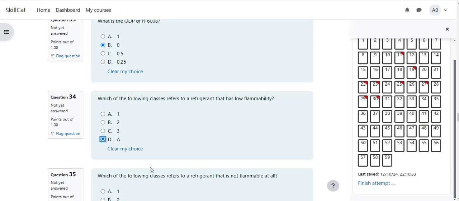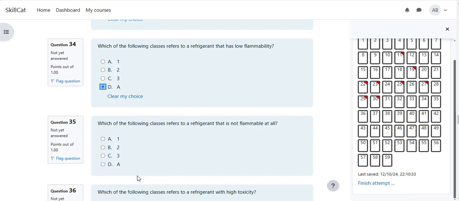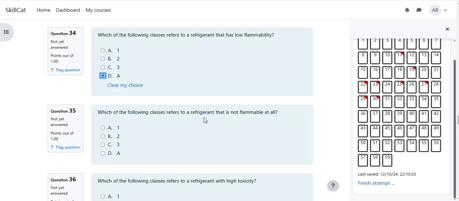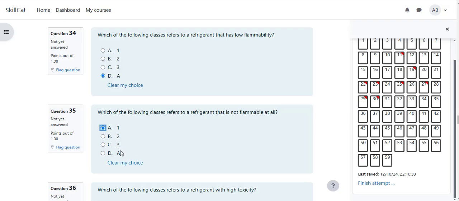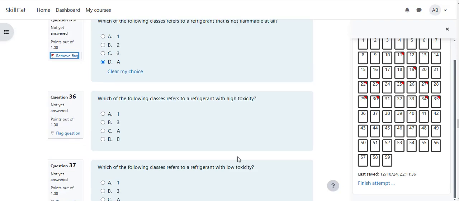What is A? Which refers to that is not flammable? 1. If it is a refrigerant that has a low flammability, it's not flammable. A? I don't remember. Maybe there is one wrong.